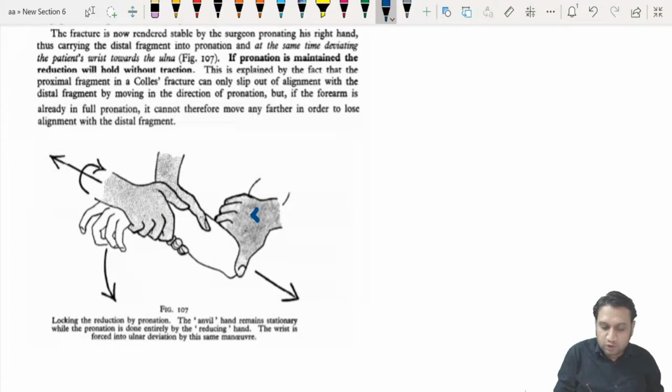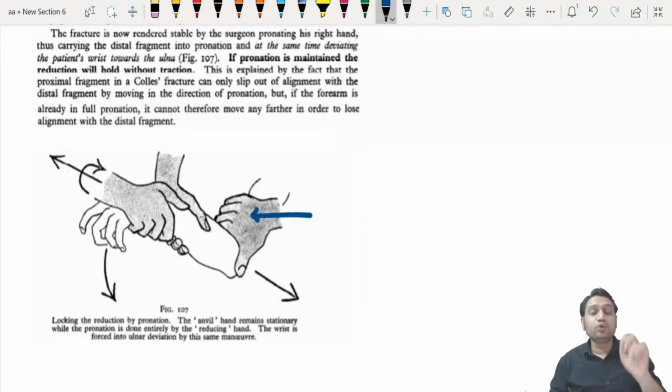The only work of the assistant is to maintain the counter traction all through the maneuver, right? He is not losing the traction. Do remember, in failure of reduction of Colles, one of the most important reasons is that the assistant is not able to maintain the counter traction. That is the most important step. We feel that we are the chief surgeon, we are going to do it. No, it is equally important that the assistant maintains the counter traction all through the maneuver. If the counter traction is released, the fragments will move apart again. They will dislodge, right?